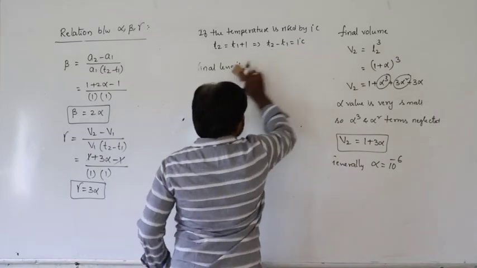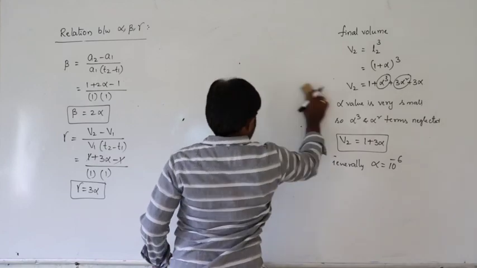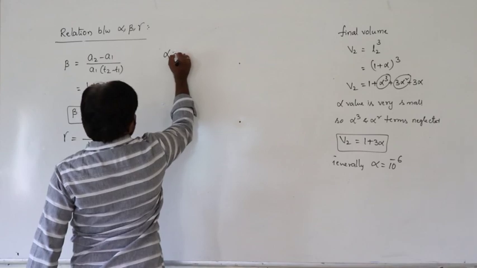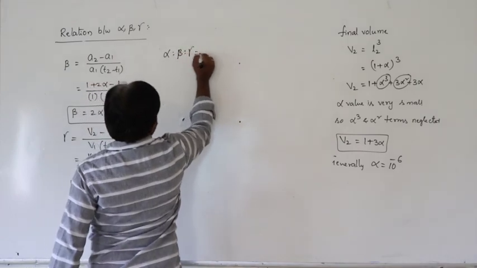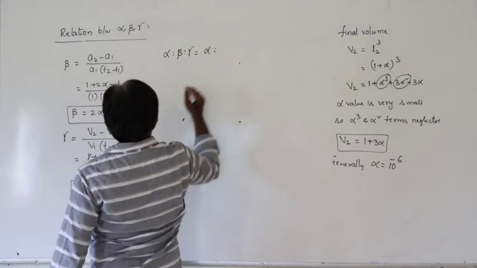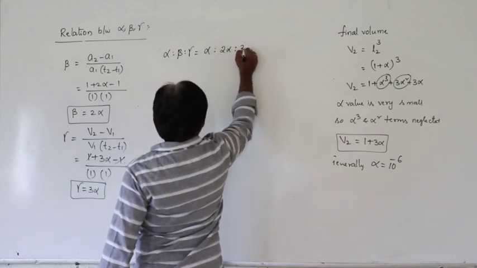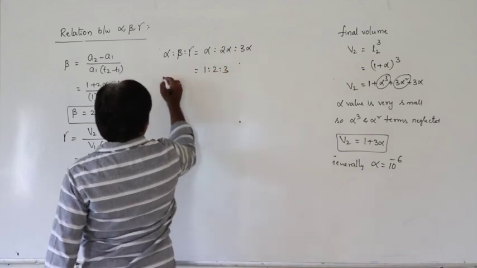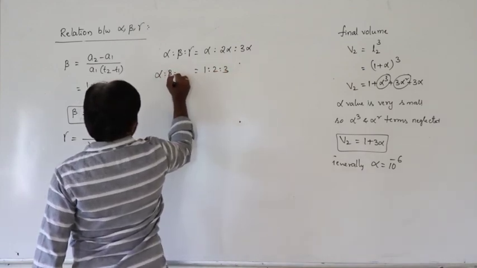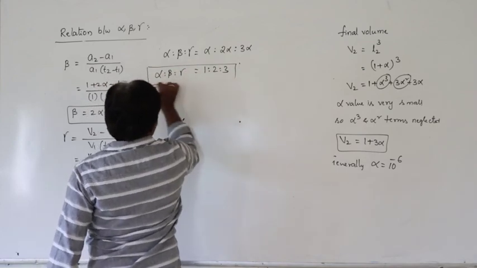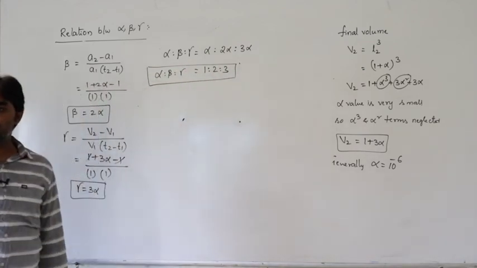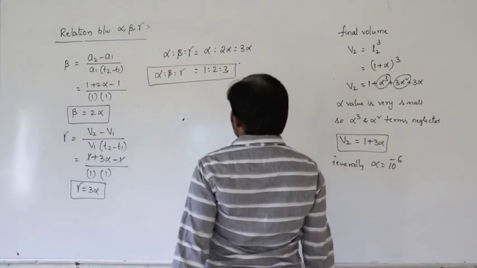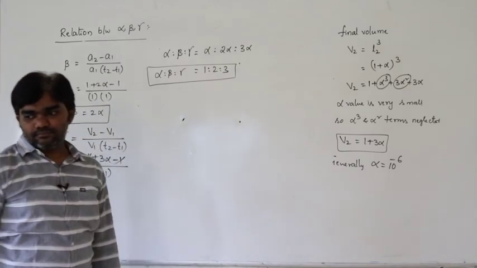Now the relation between alpha, beta, gamma: from this we can write alpha is to beta is to gamma, with beta value 2 alpha and gamma value 3 alpha. So that is 1 is to 2 is to 3. That is the relation between alpha, beta and gamma.